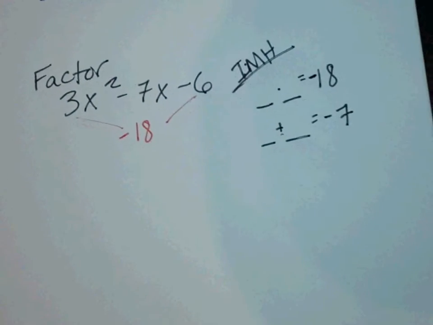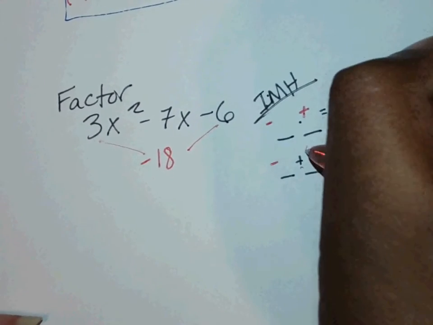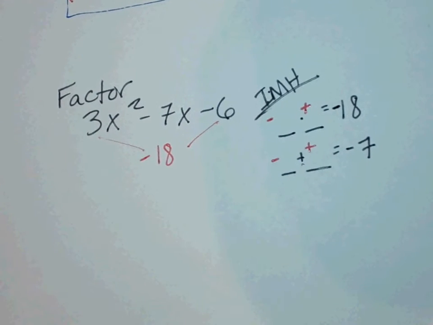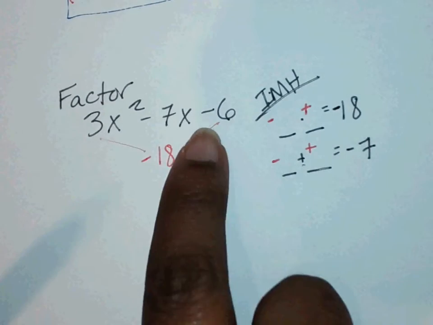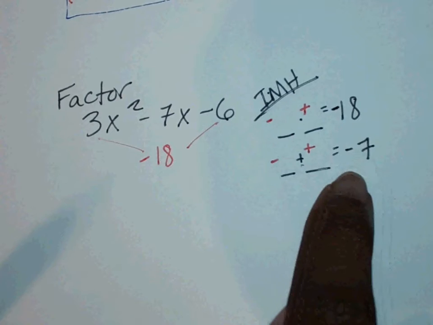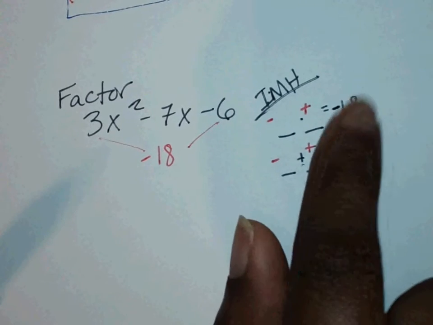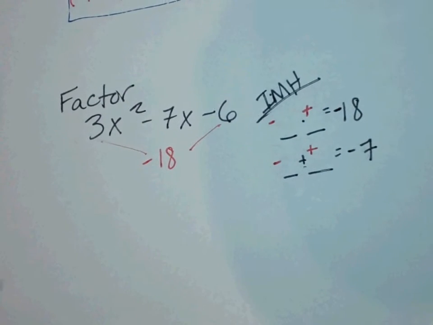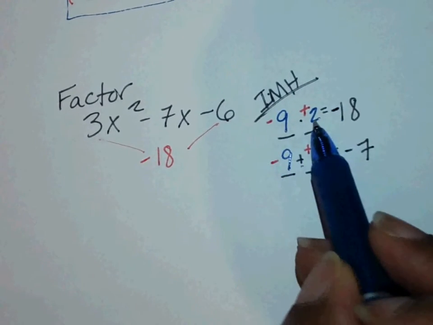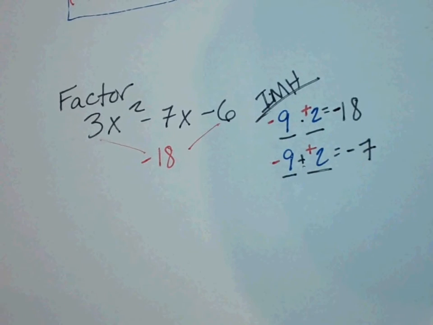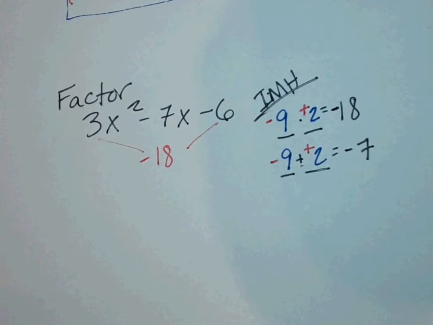Alright. So, 2 numbers. Let me think. What about 9 and 2? Because technically, they're going to have to subtract to get me 7. So 9 minus 2 does equal 7. And 9 times 2 does give me 18. So let's see if it works. So if I had negative 9 plus 2, multiplying them will get me negative 18. Negative 9 plus 2, adding them, yep, will get me negative 7.